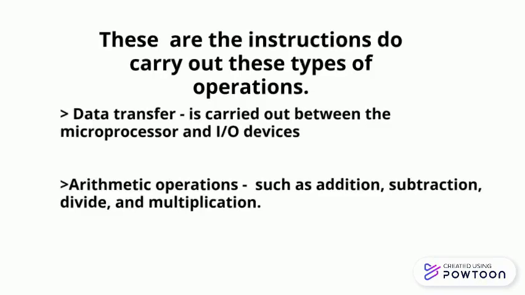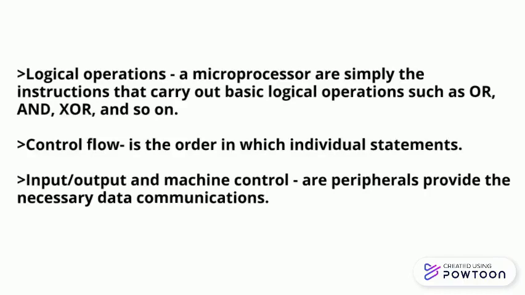Next is arithmetic operations such as addition, subtraction, division, and multiplication. It designates the operand to the general accumulator. The third one, logical operations. A microprocessor has simplified instructions that carry out basic logical operations such as OR and XOR and so on. Next is control flow, an order which enables its statements. Next is input-output and machine control, which provides the necessary data communications.